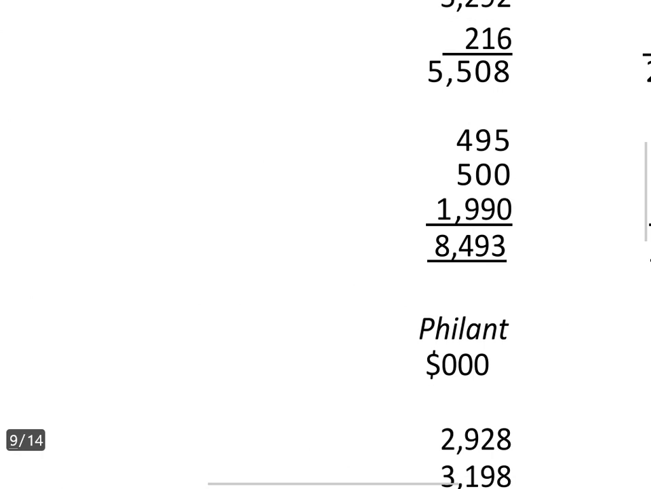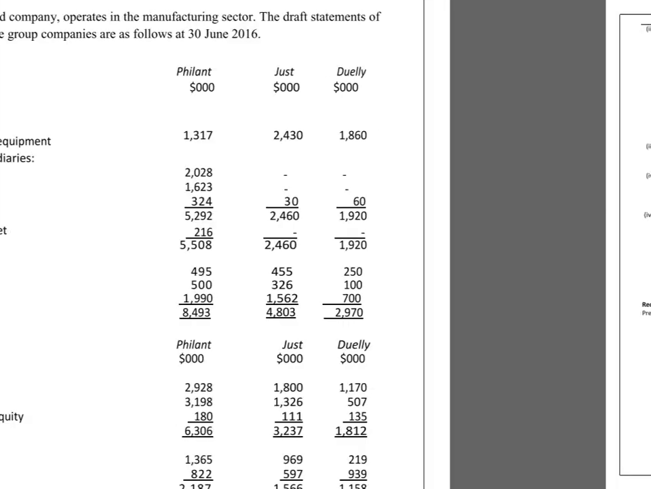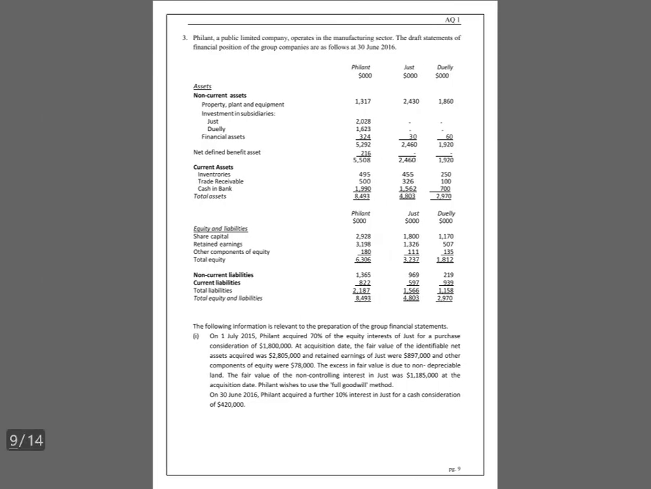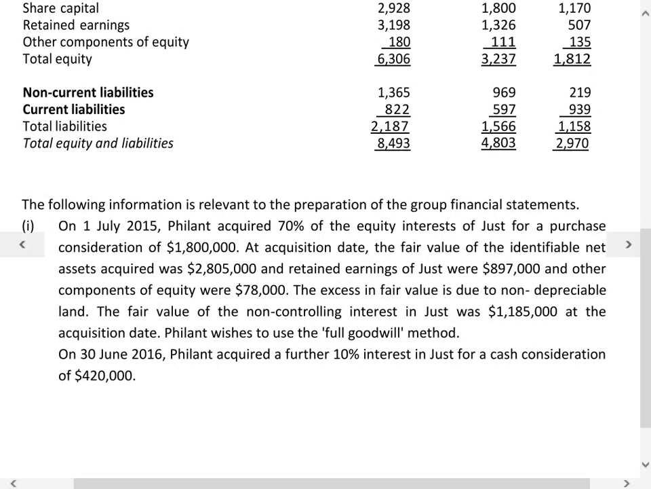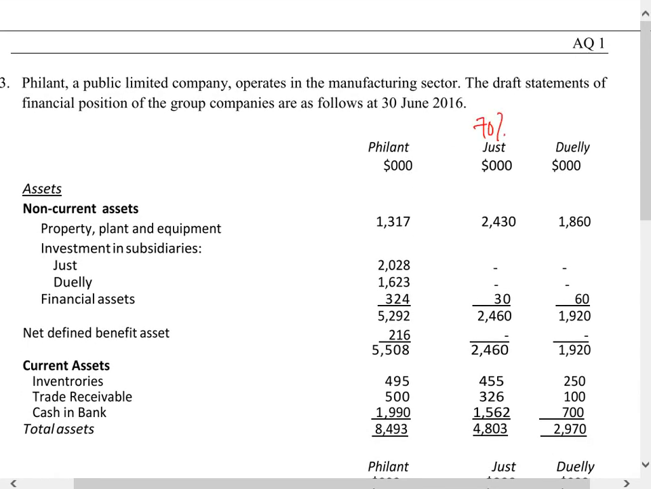Okay. Required. This question has got 2 subsidiaries. Your midterm will have 2 subsidiaries. Prepare consolidated statements for Pilan Group, 30th June. Number 1. 1st July, beginning of the year, Pilan acquired 70% equity in Just. Pilan buys 70% of Just.